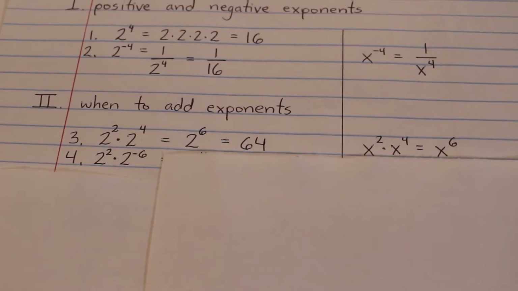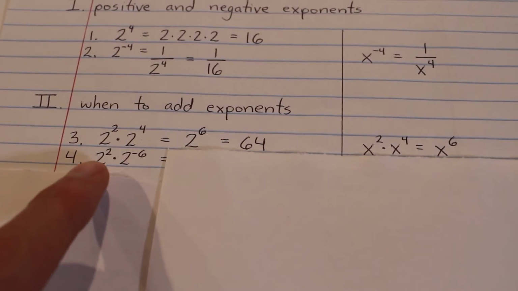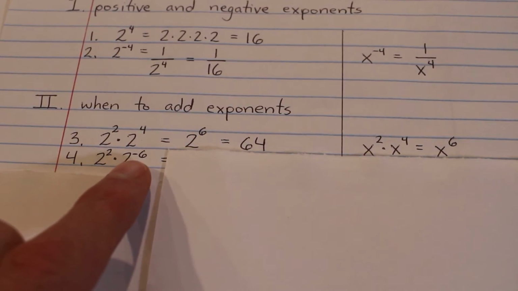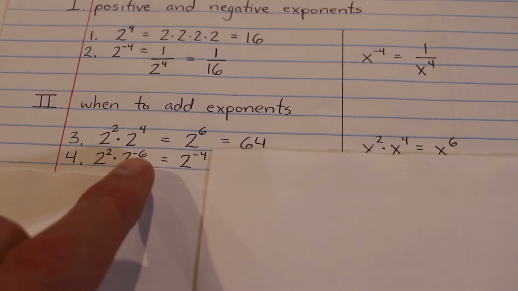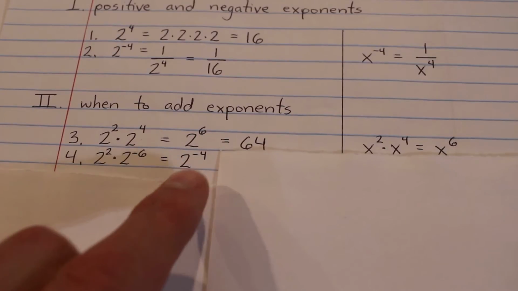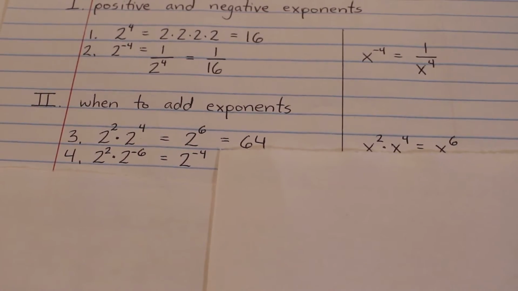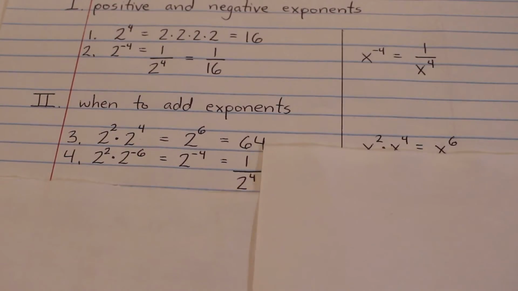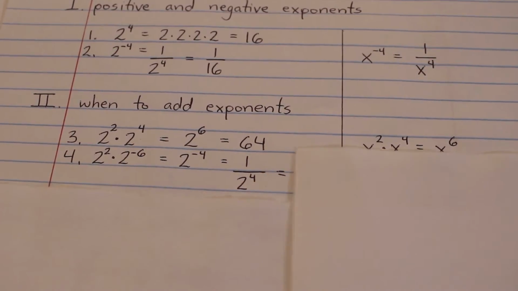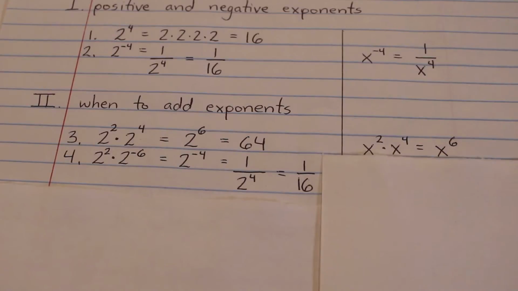So 2 and negative 6, those two add to, let's see, they're different signs, so we subtract and get 4 and take the sign of the bigger number. So it's a negative 4. 2 and negative 6 make negative 4. And there's another negative exponent, which just means it goes in the denominator as 2 to the positive 4, or 1 over 16, like we saw before.